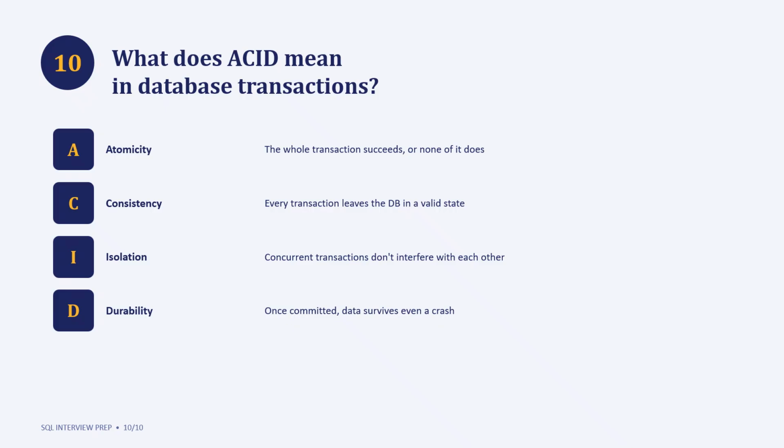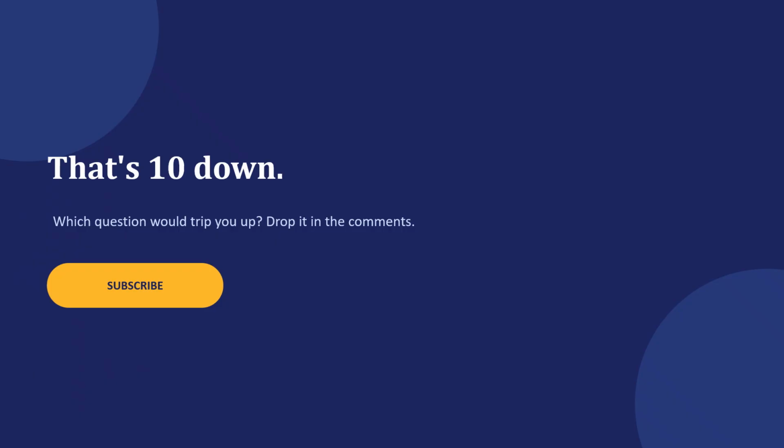Question 10. What does ACID stand for? Atomicity means a transaction is all or nothing. If one part fails, everything rolls back. Consistency means the database moves from one valid state to another, respecting all its constraints. Isolation means transactions running at the same time don't step on each other's toes. And durability means once a transaction is committed, it's permanent, even if the system crashes a second later. This is a classic conceptual question interviewers use to check that you understand what a database is actually guaranteeing behind the scenes. And that's all 10.